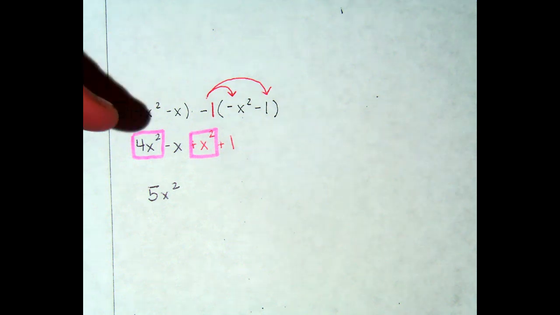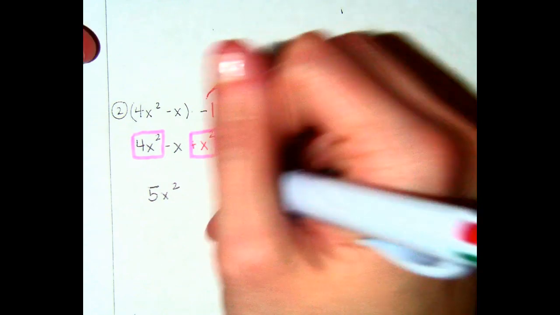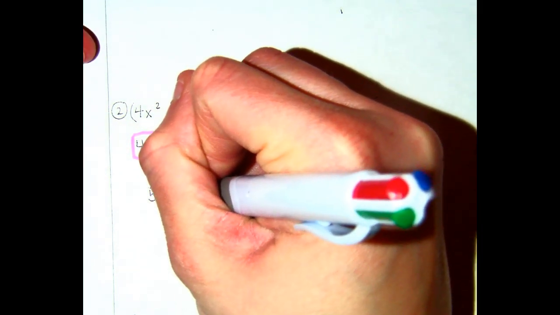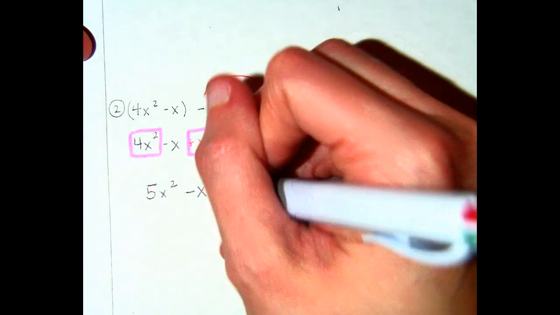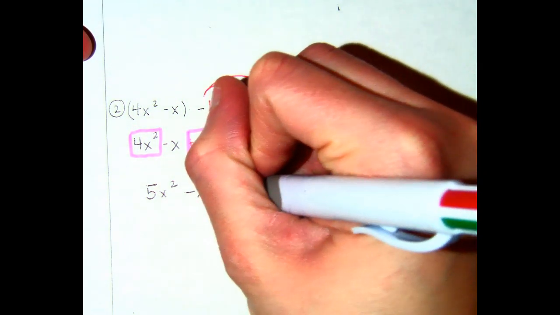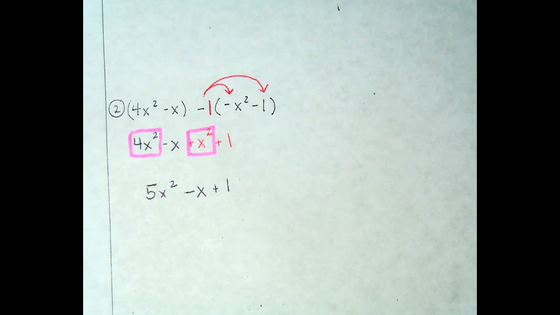Alright, does negative x have any like terms? No. What do I do with it? Okay. Does 1 have any like terms? What am I going to do? Okay. Is it in standard form? Then I'm finished. I want you guys to try 3 and 4.